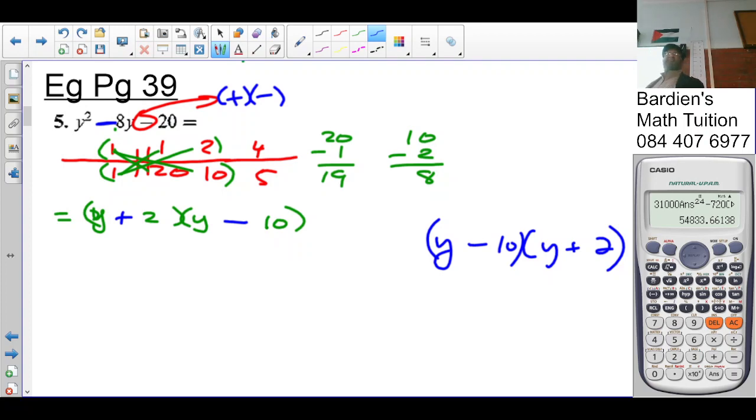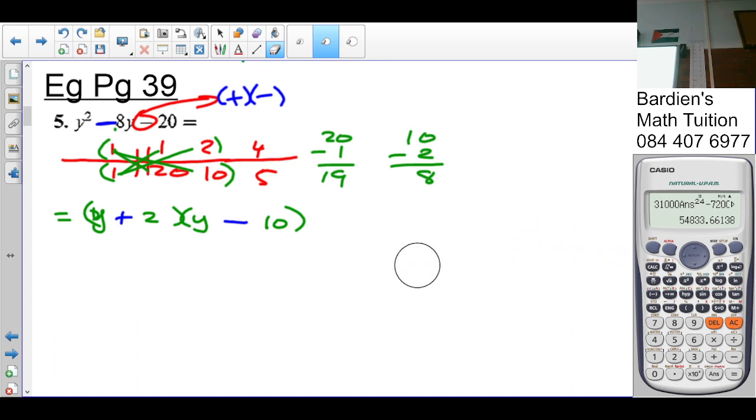Okay, you guys understand? That or this, you'll get a full mark. In future, if you see it swapped around, just make sure that the signs are swapped with it.